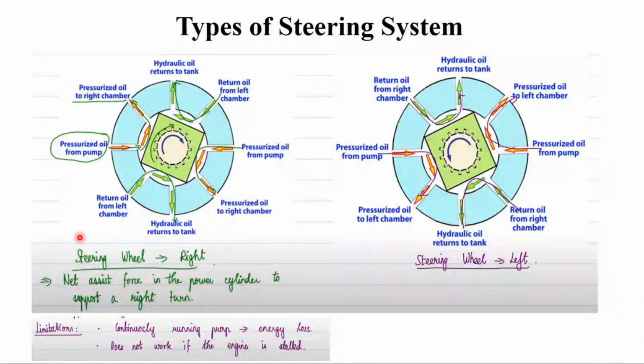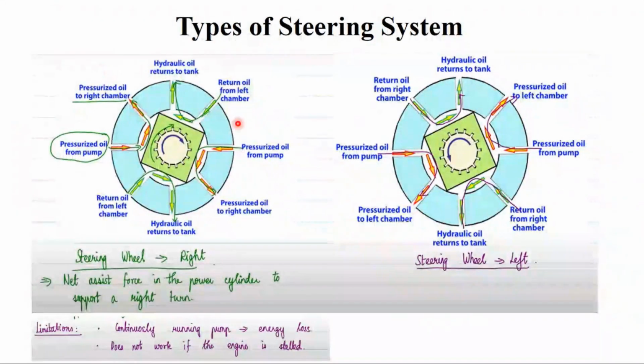What happens when the steering wheel is moving to the left? The pressurized oil from the pump goes to the left chamber because of the left movement. Similarly, the hydraulic oil returns to the tank from the right chamber.